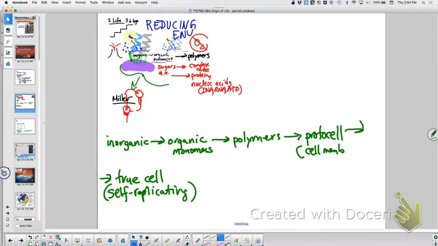Okay? That first true cell was probably what type of cell? Heterotroph. It was a heterotroph.